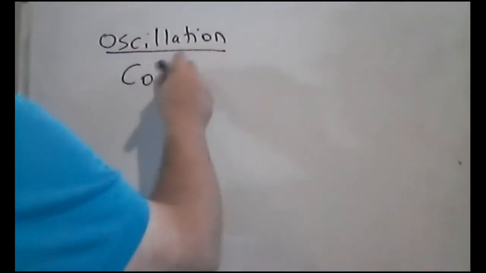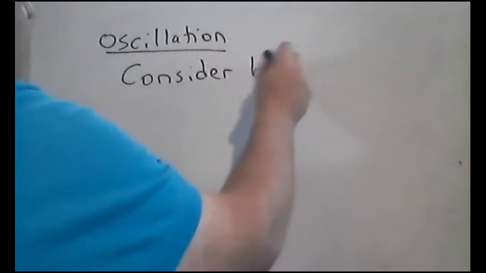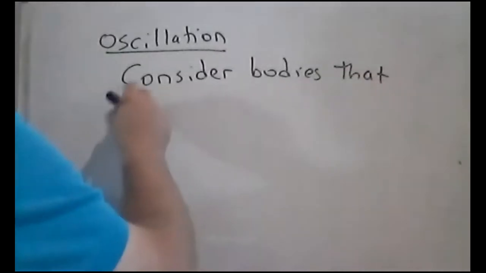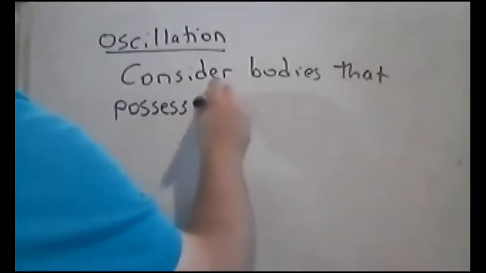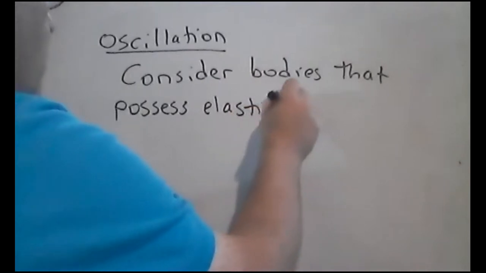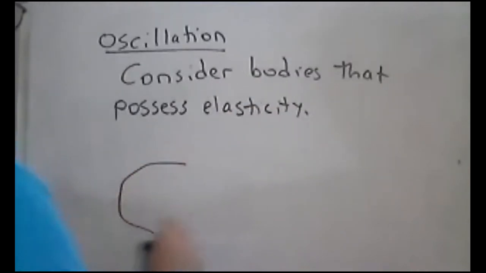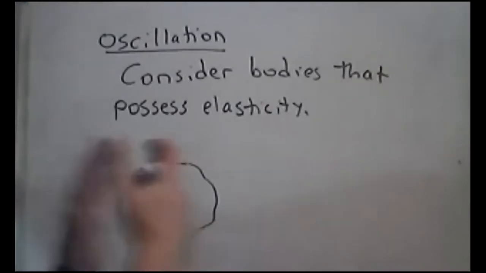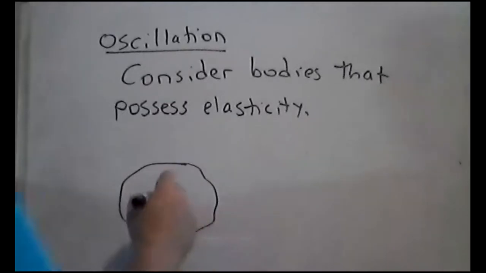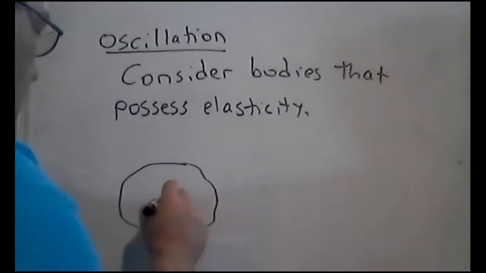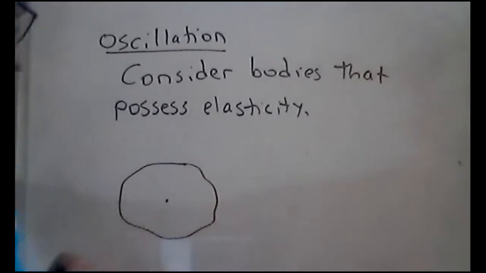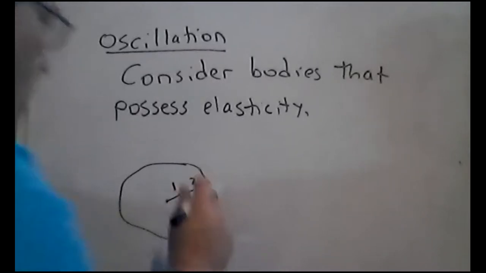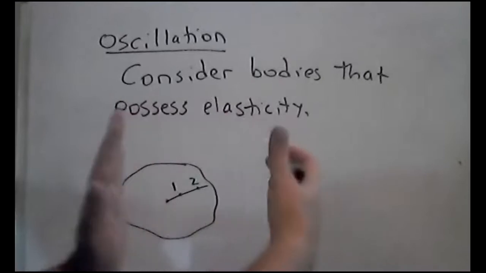Consider bodies that possess elasticity. That means that if I take some sort of a body, it doesn't have to be circular, it's just any old body, and it doesn't have to be rotating or anything. The body could be moving about, and I may have, let's say, along some line, maybe this is my center of mass, doesn't matter so much, but along some line, maybe here's 1 and here's 2, but now 1 and 2 may move with respect to each other.